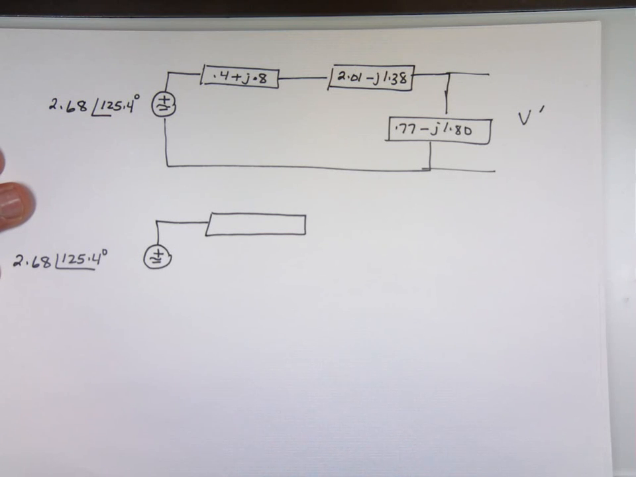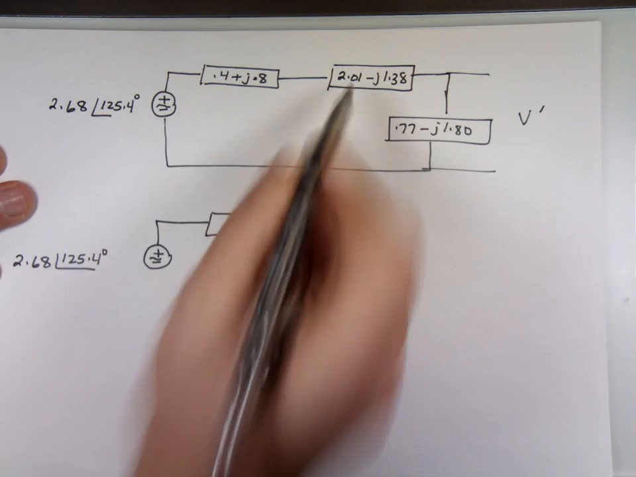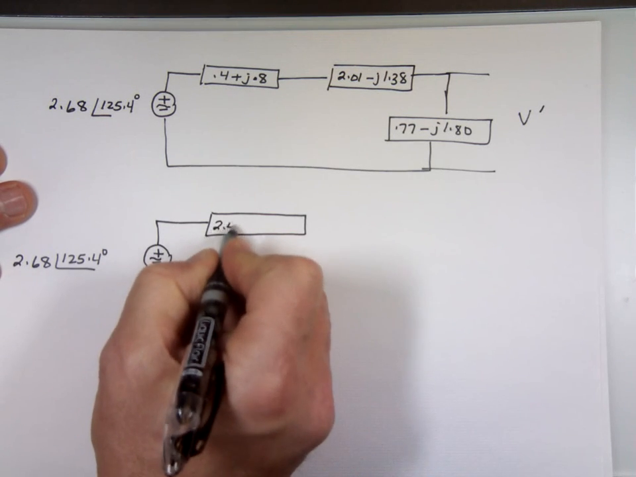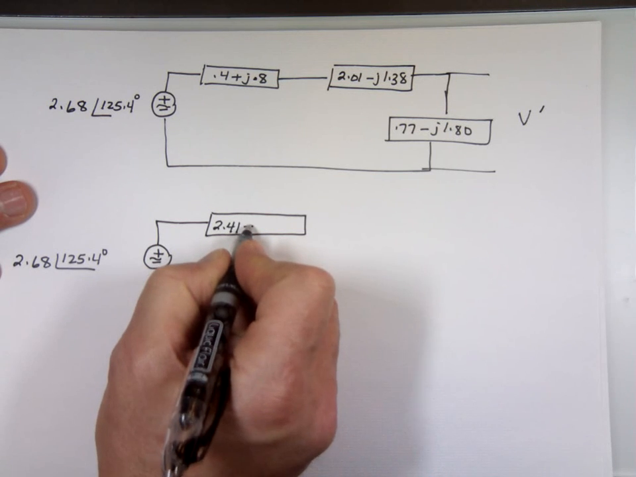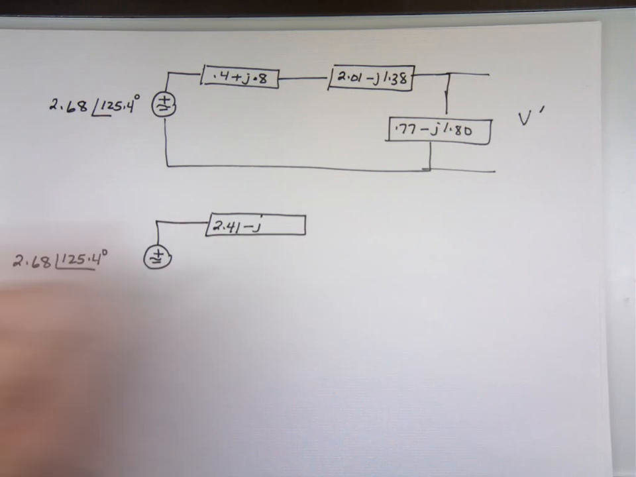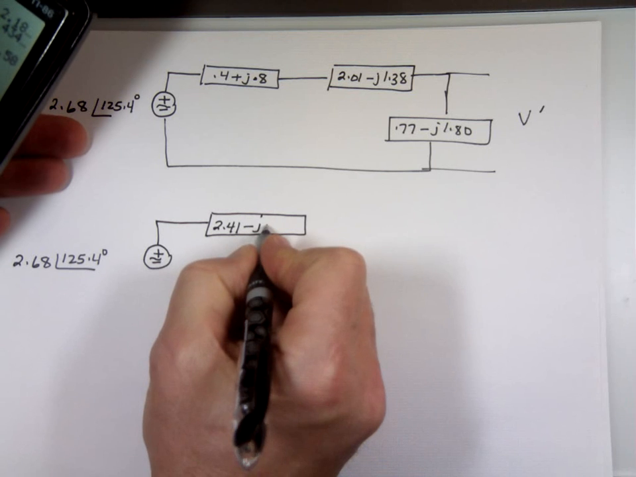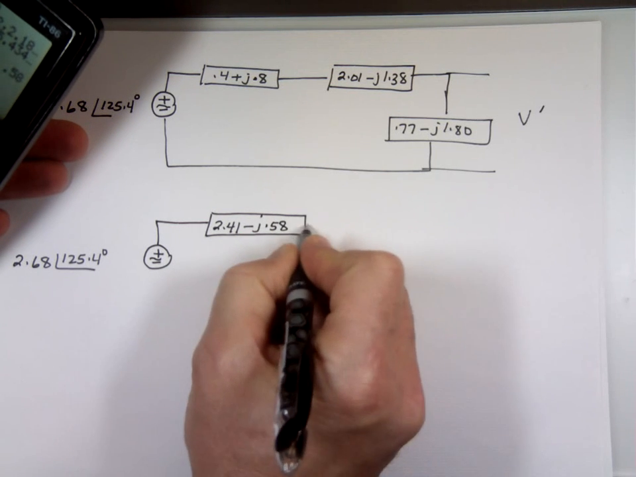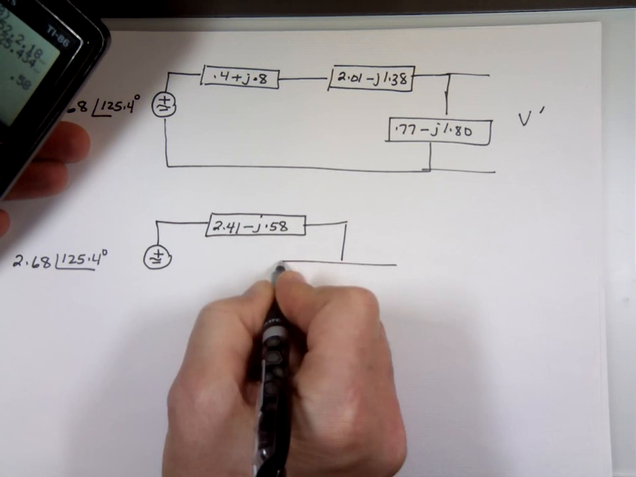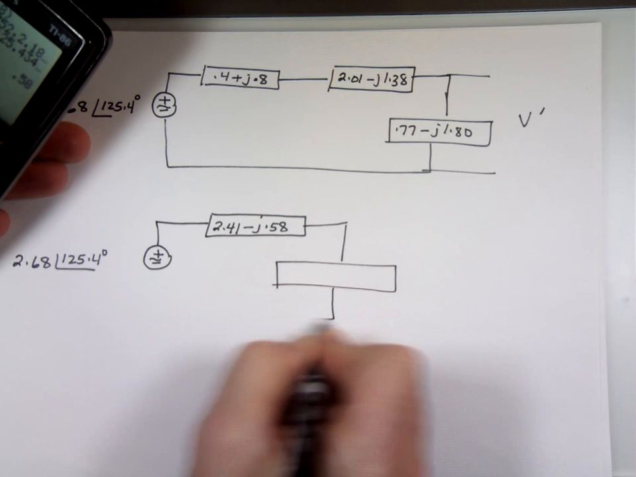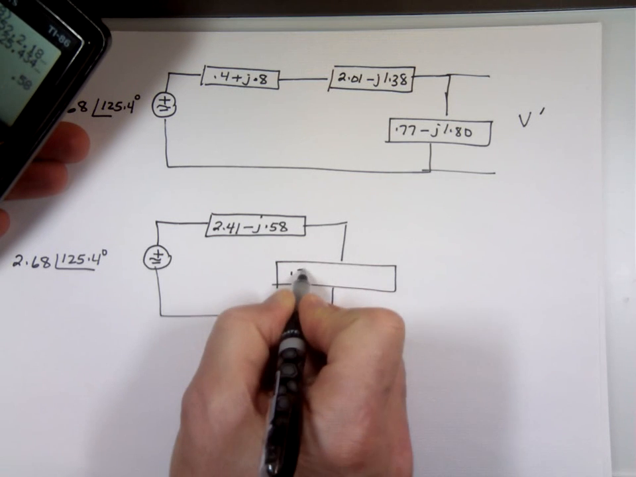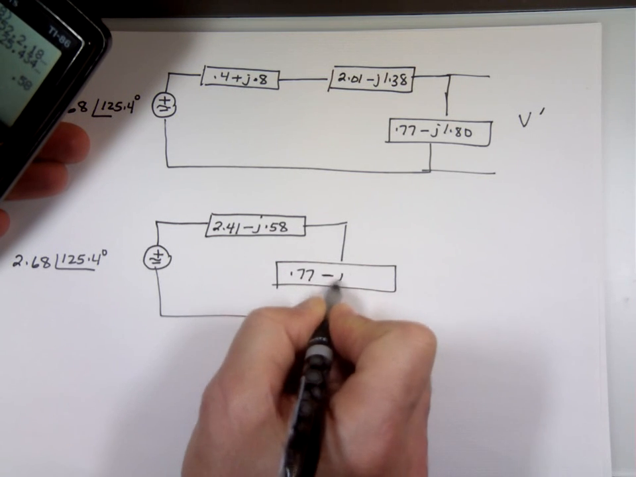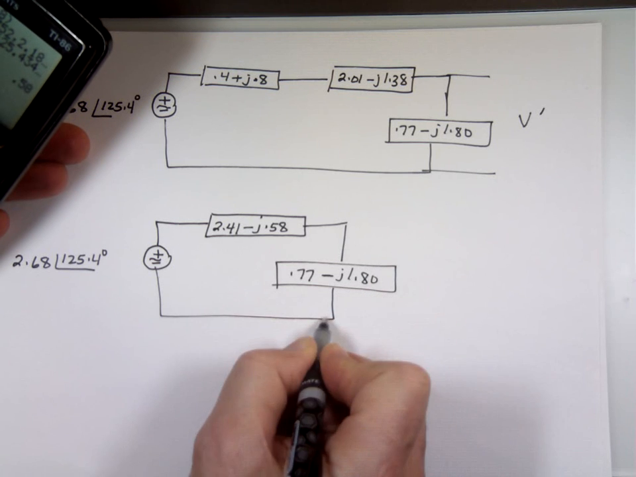0.4 and 2, that's what? 2.41 minus j, what's that number? What's 1.38 minus 0.8? And that's 0.58. And this is 0.77 minus j 1.80. And now I can use voltage division.